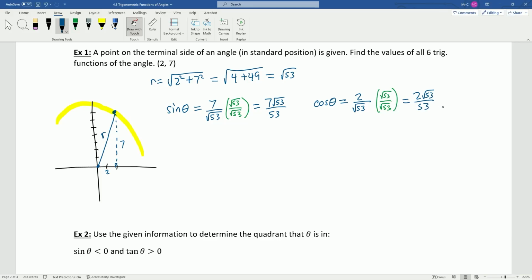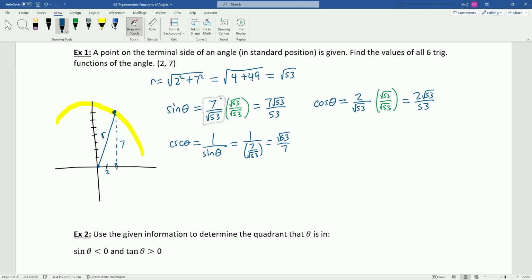Now for secant and cosecant, if we already have sine and cosine, it's quickest to do those using reciprocal identities. So cosecant of theta is 1 over sine of theta. And when I use 1 over sine of theta, I'm going to use the original fraction that I got, and you'll see why momentarily. This is 1 over 7 over radical 53. And when I take the reciprocal, 1 divided by this is 1 times the reciprocal. That's root 53 over 7.